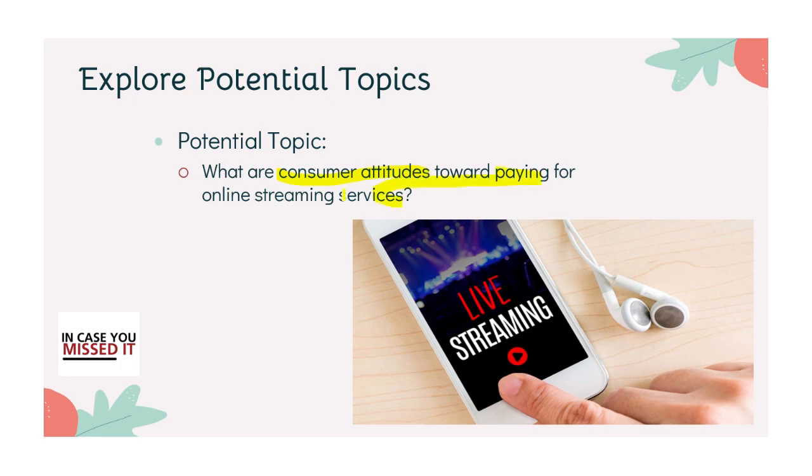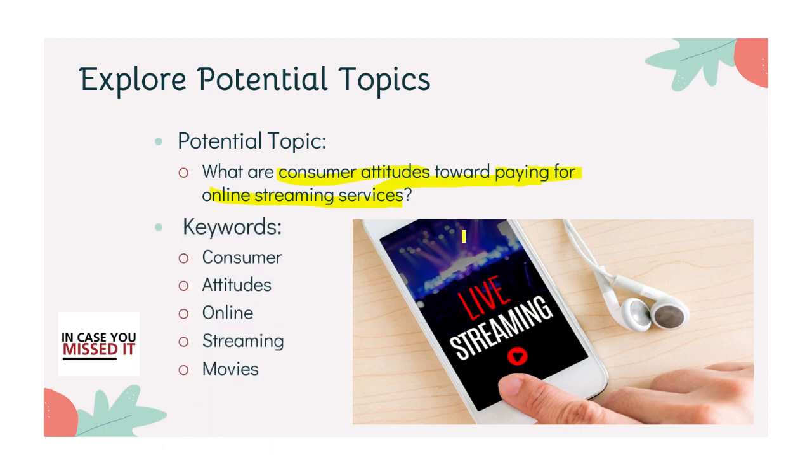And this would be my DB, because I want to see what their attitudes are when they pay for online streaming services. So now if you have this clue, you think, okay, I think I want to do this, but what should I do next? Look at the keywords that are coming out from the topic: consumer, attitude, online, streaming, movies. That's it. Using these keywords, go and start your literature review. And from there, you move forward deeper and deeper.